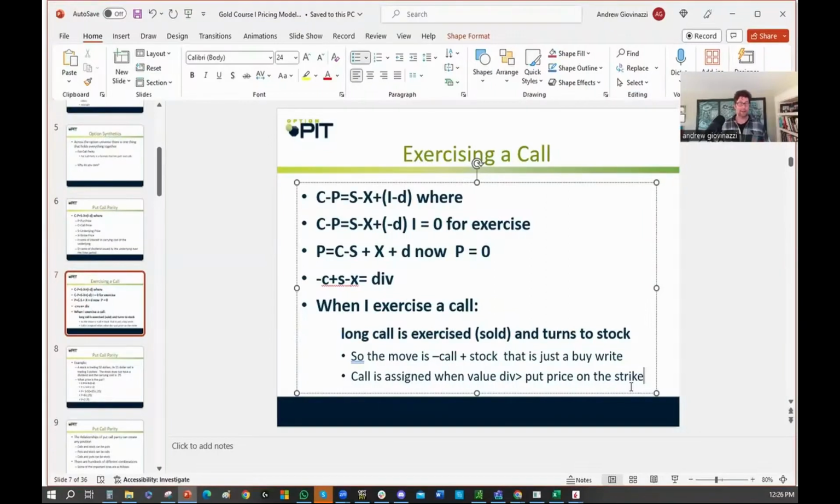And if there's a dividend coming and the call is in the money and the dividend is worth more than the put, 99.9% chance that you will be assigned.